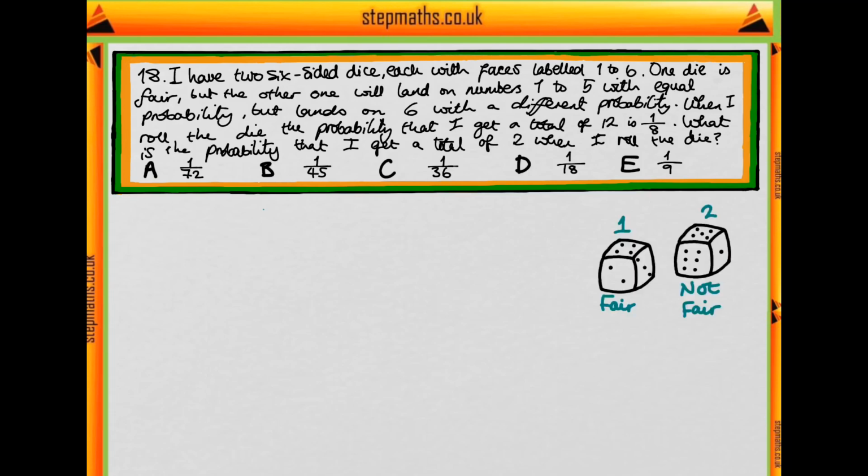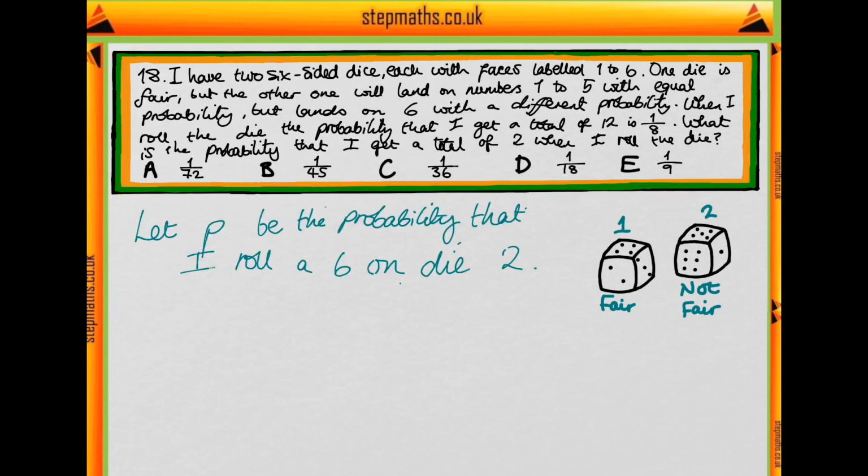So first of all, we've got our dice here. One's fair, one is not fair, and they're numbered 1 to 6. We're just going to call the probability that we roll a 6 on the not fair dice something. So let's call that P. Dice 2 is the not fair dice. We've just labelled them here so it's easier to see what's going on. Because the fair dice is quite straightforward. The probability of rolling any number is the same because it's fair, so the probability of rolling any number is just a sixth. So we're going to focus on dice 2, and let P be the probability that we roll a 6 on dice 2, so the probability of getting a 6 is different to everything else, we're told that here.